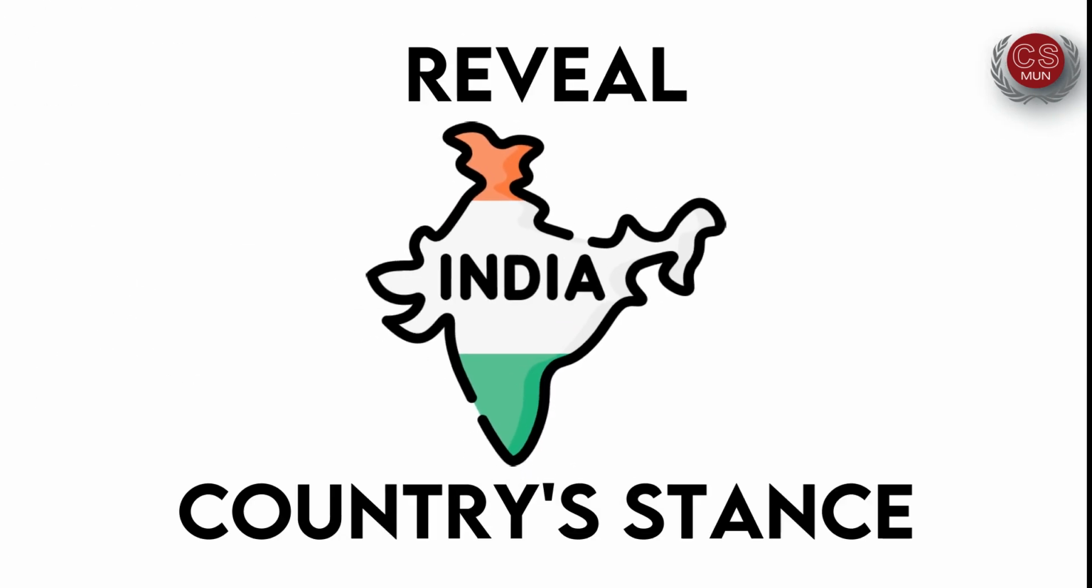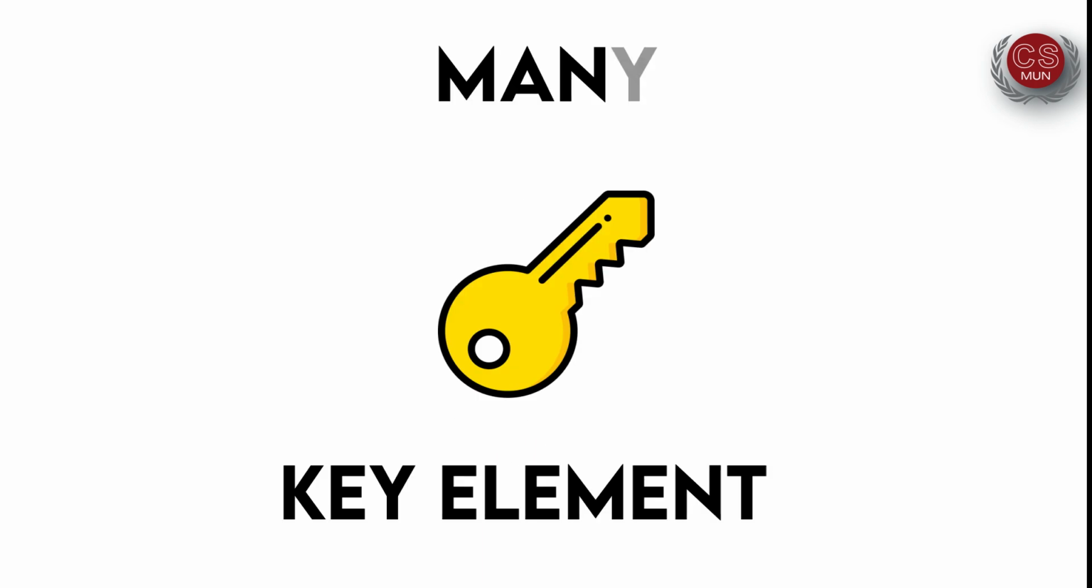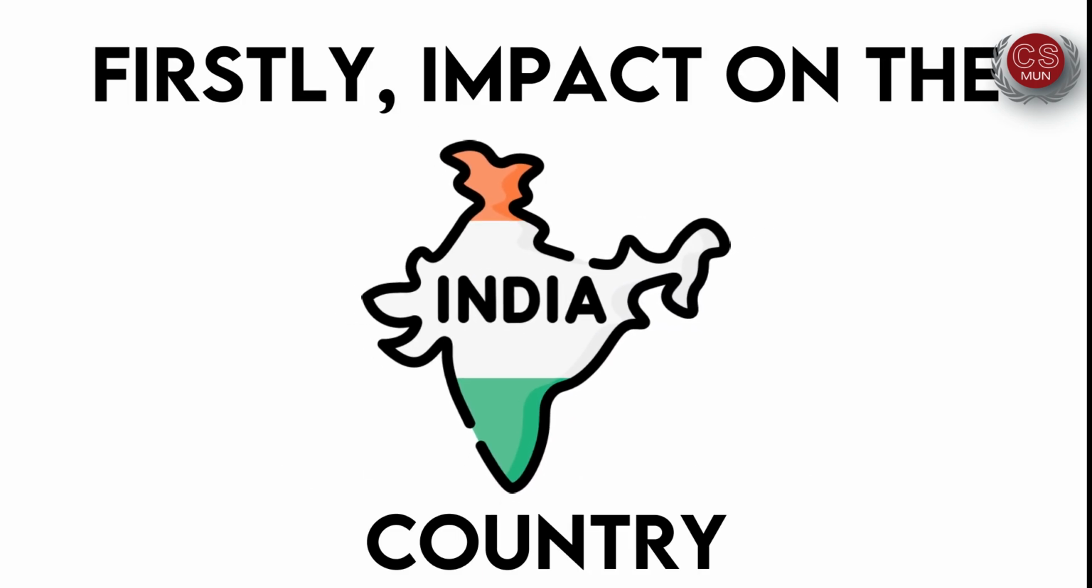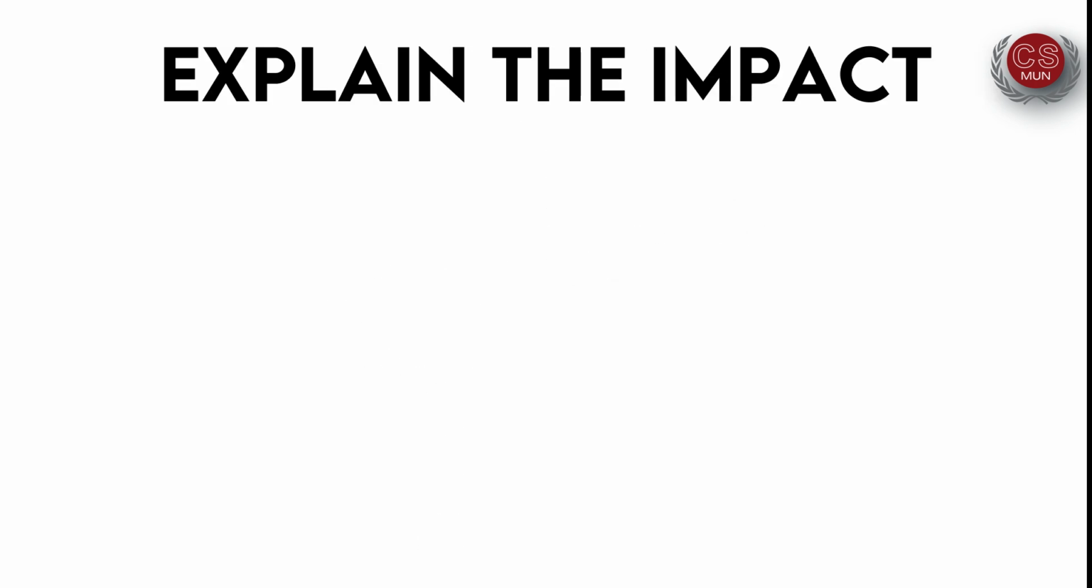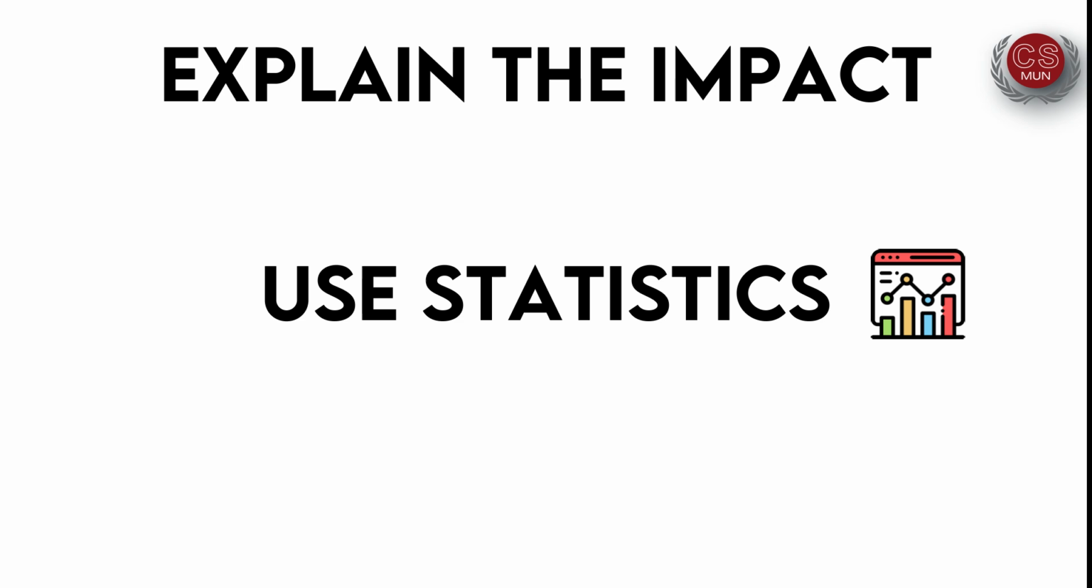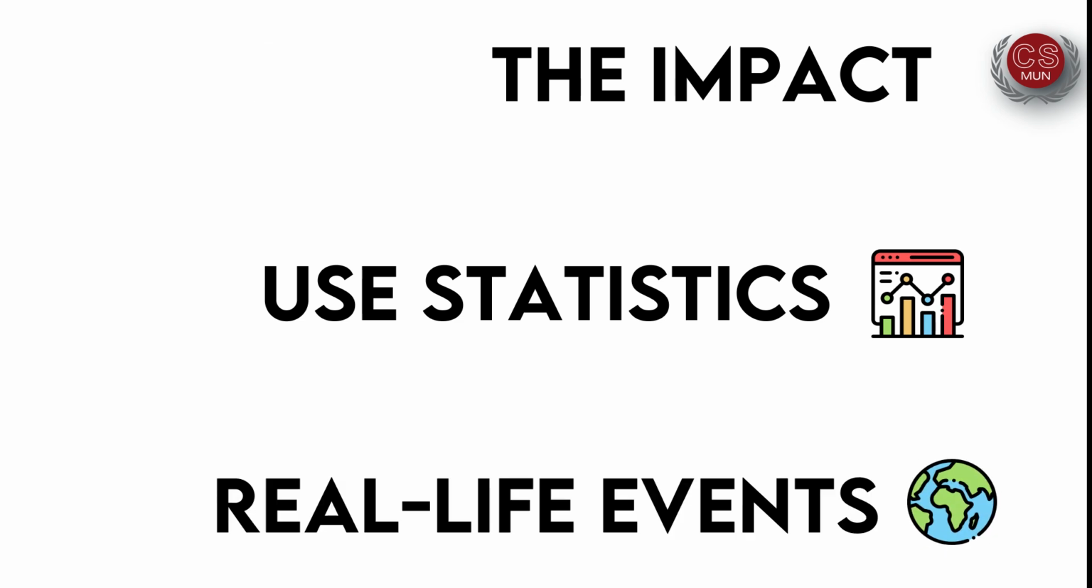Here's where you'll reveal your country's stance to the reader. This can be done through a multitude of key elements. Firstly, impact on the country. Begin by explaining how the topic has impacted your country by using meaningful statistics and real-life events.